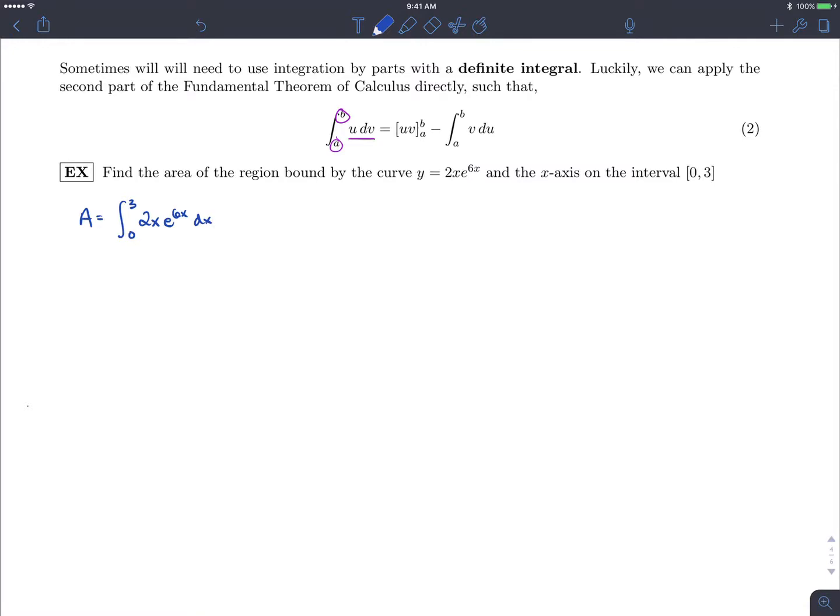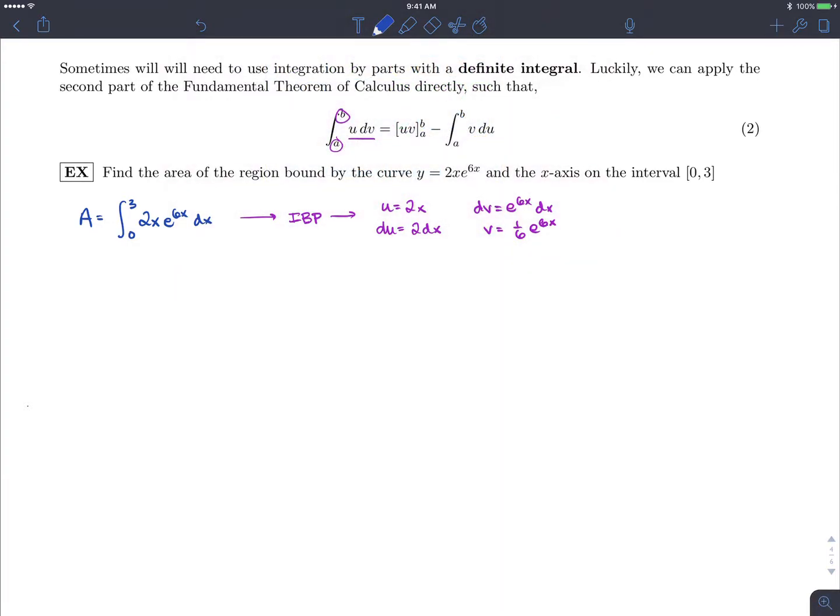And there are a few ways that we could approach this. If we wanted to pull the 2 out, that's fine, but this is the way that I'm going to set it up for this one. So we're going to do our integration by parts, and I'm going to choose as our dv the exponential function, which in this case is e to the power of 6x dx, which leaves us 2x for our u. We differentiate to get du, which is going to be 2dx. We integrate to get our v, which is going to give us 1/6 e to the 6x. And now we apply this.